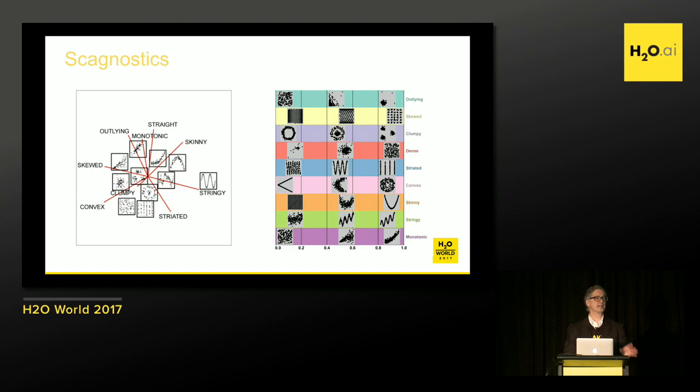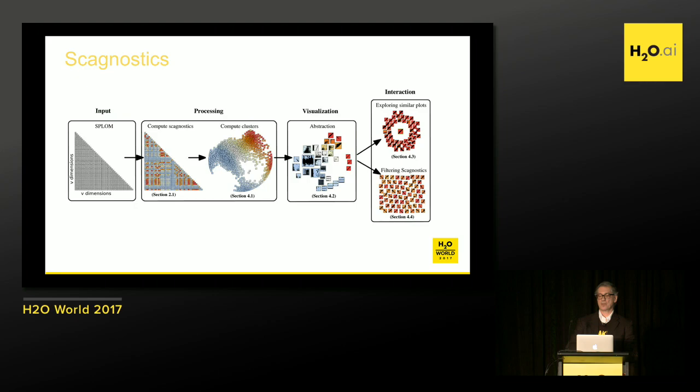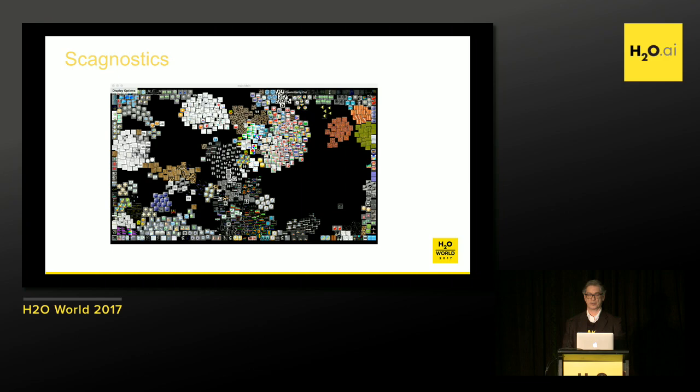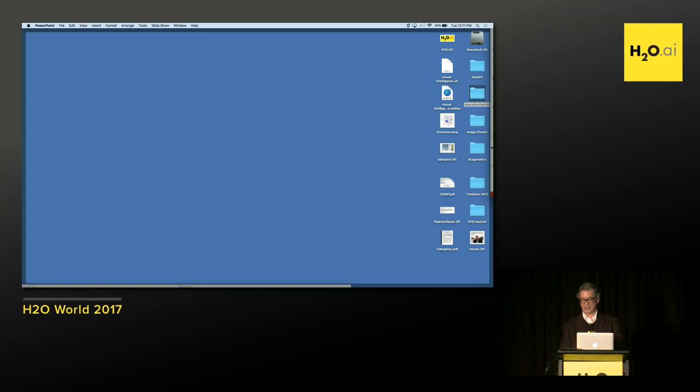Now, one of my grad students went on to do an actual entire visualization pipeline of things like scatter plots, and some of that gets incorporated into AutoVis. And what he did was compute scatternostics on that scatter plot matrix, then cluster them, and then abstract them into classes of scatter plots, and then further analysis. This use of scatternostics, which we haven't done yet in AutoVis, but plan to, is here.